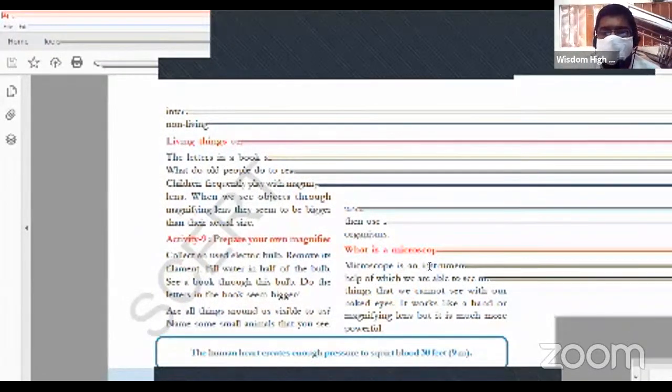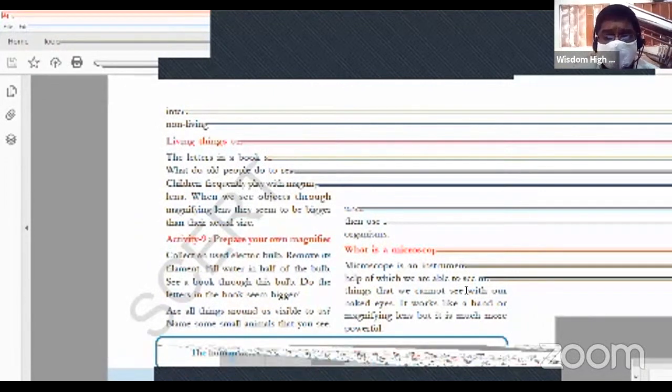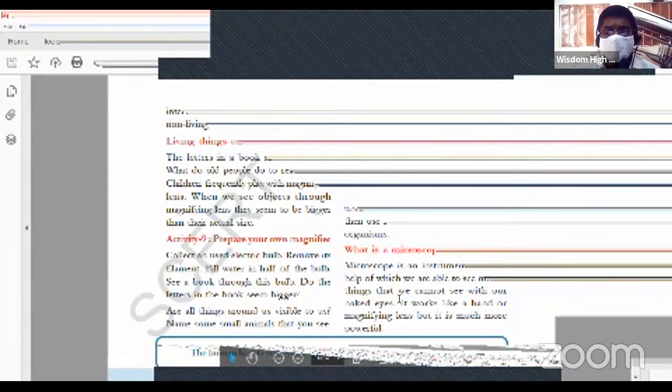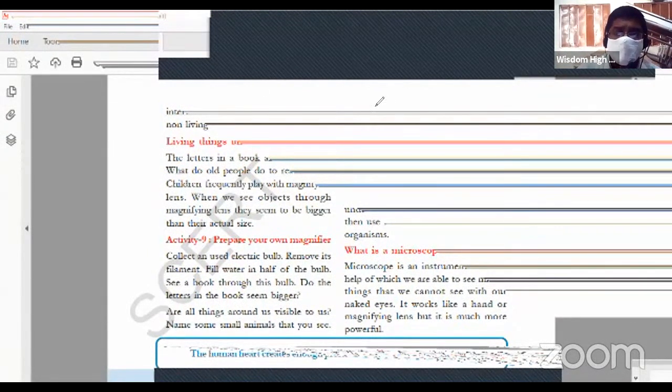A microscope is an instrument with the help of which we are able to see minute things that we cannot see with our naked eyes. It works like a hand lens or magnifying lens, but it is much more powerful. Microscope, this is the instrument. Children, everyone concentrate here. What is a microscope? A microscope is an instrument.